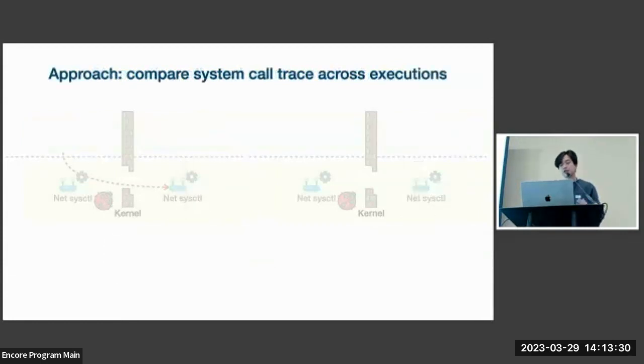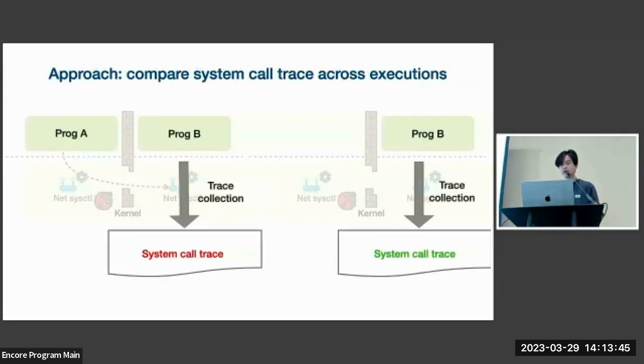So with this observation, our approach is to compare system call traces across executions. In one execution, we run program A first, then program B. And in another execution, we only run program B. Then we collect the syscall traces of program B in both executions. If they're different, it is likely that program A causes interference on program B. However, simply comparing two traces is not practical because there are two exceptions.